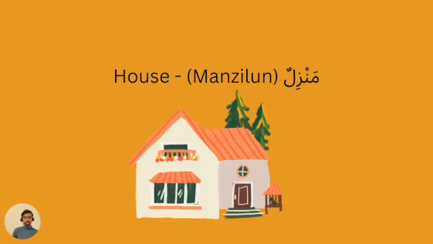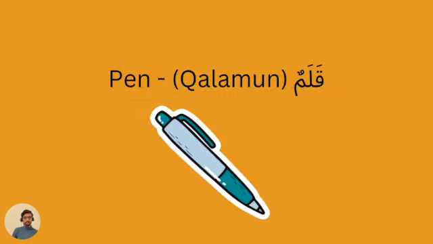Perfect. House, منزل, منزل. Repeat after me. منزل. Good. Pen, قلم, قلم. Repeat after me. قلم.